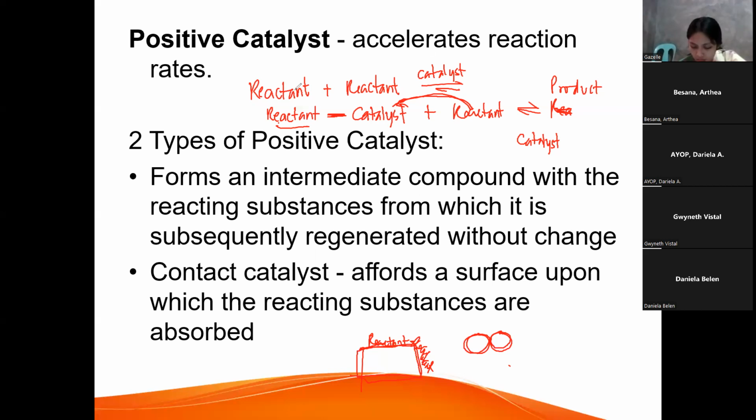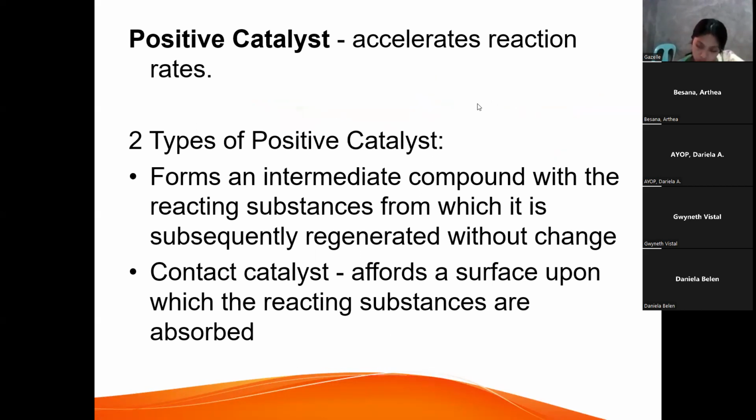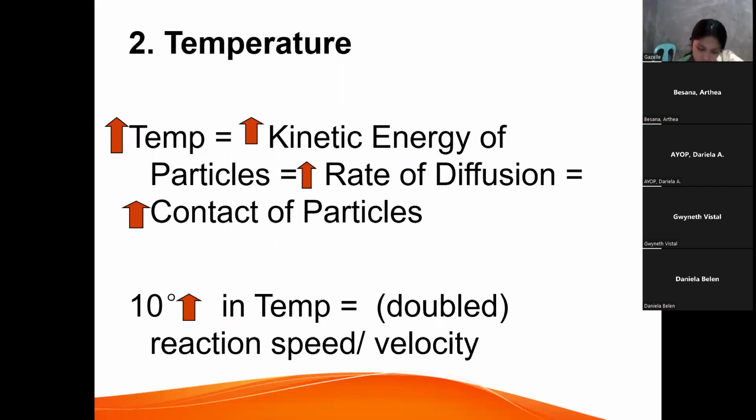So ito din, kagaya sa isang form kanina, magfo-form muna siya ng isang compound with the other reactant, pero it will increase the affinity of another reactant. Ma-attract niya yung isa, so magkakaroon sila ng contact. And ayun, mangyayari na yung chemical reaction. So yun yung ginagawa ng catalyst just to really speed up the rate of chemical reaction. That's the first factor, presence of catalyst. Number 2, that will affect the velocity or the speed of our chemical reaction is the temperature.